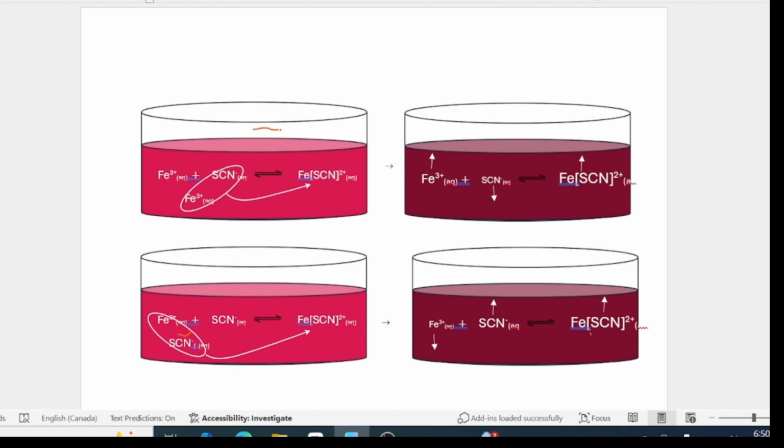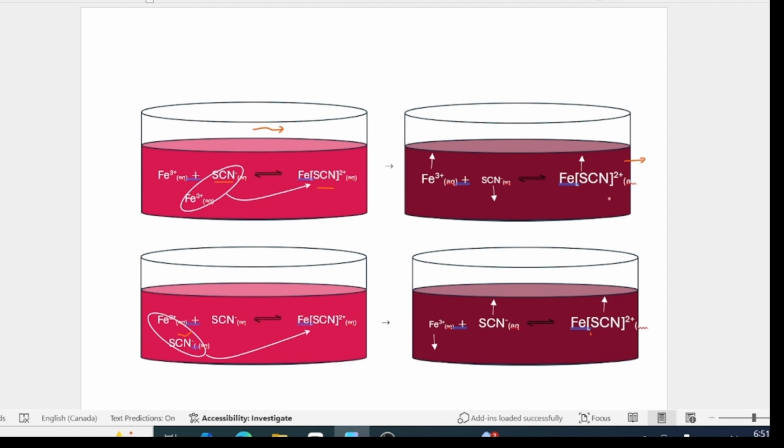to reduce its concentration. For that to have happened, some thiocyanate ions must have reacted with some of the added iron 3 ions to form some more iron thiocyanate, and as a result of which the solution, as indicated in this diagram here, turned darker in color as a result of the buildup of iron thiocyanate.